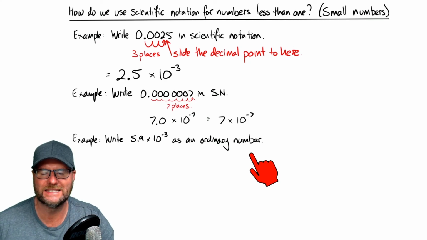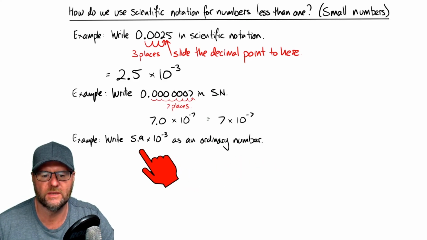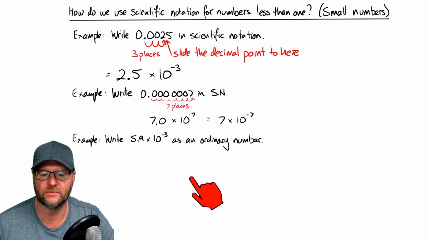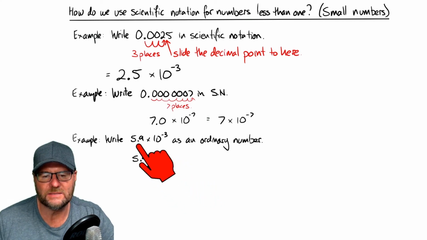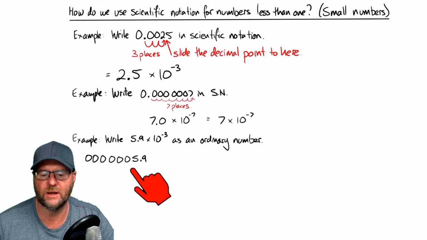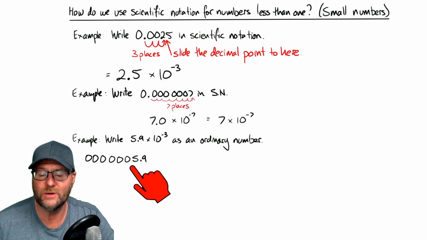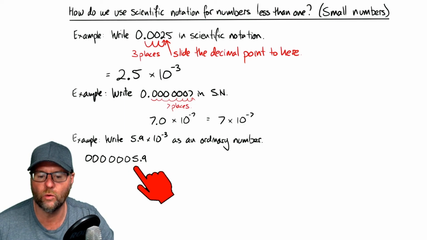Let's do one last example, but we're going to go in reverse. So we're going to start with the scientific notation, and we're going to change it into an ordinary number. So just as a long decimal, I suppose. So let's have a look at how we might do that. 5.9 times 10 to the -3. I'm going to take the decimal part, the 5.9, and I'm going to add a heap of zeros at the front. Now, we call them leading zeros. I can write as many as I want. The reason I'm putting them there is just a placeholder for me to move my decimal point along.